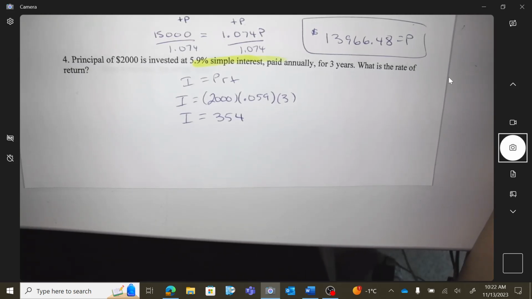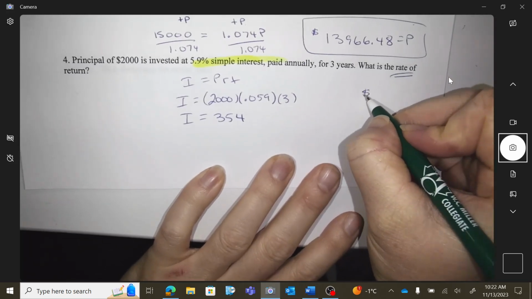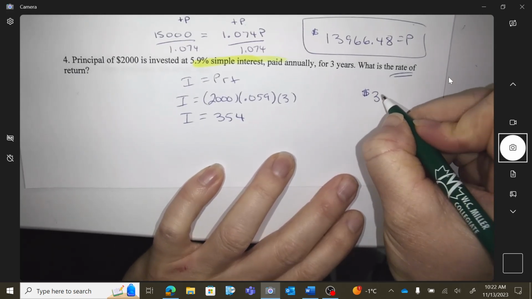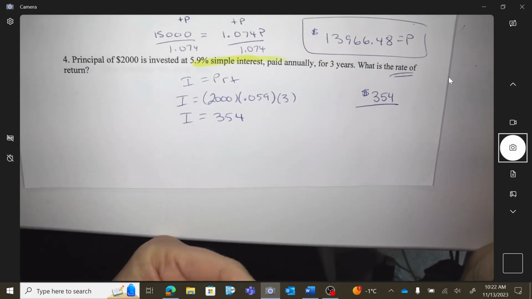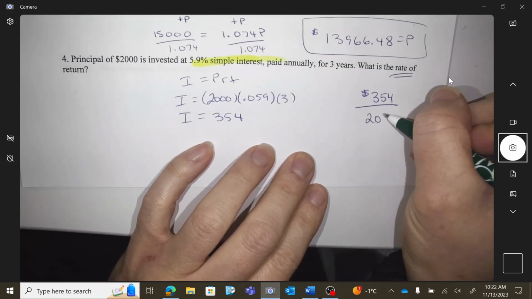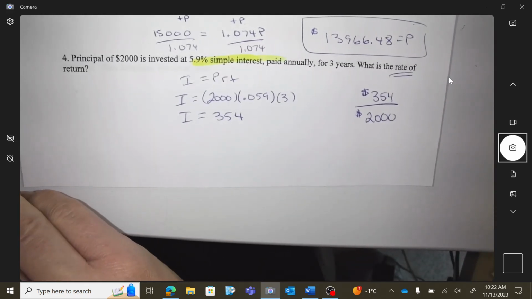Okay, this time I said, what's the rate of return? So how much money did you make out of this? $354 of interest is how much you made. Interest is your make. How much did you put in? 2 grand. Make sure you times it by 100 though.